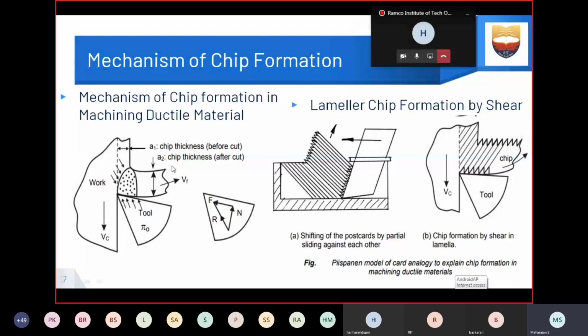That value is the chip reduction coefficient, A2 by A1. So the chip thickness ratio, the two values you know very well, can be found by using these terms.